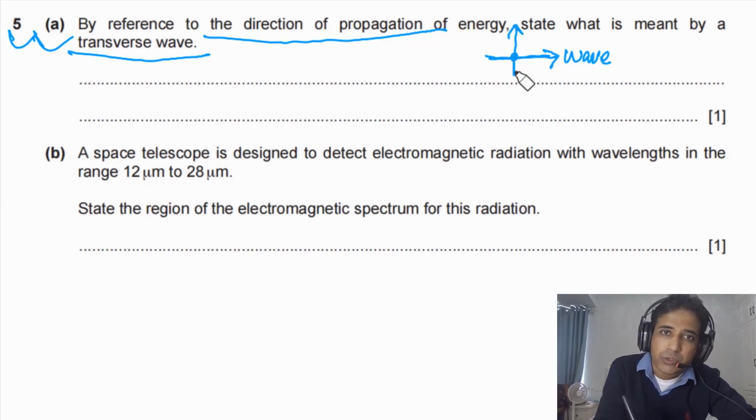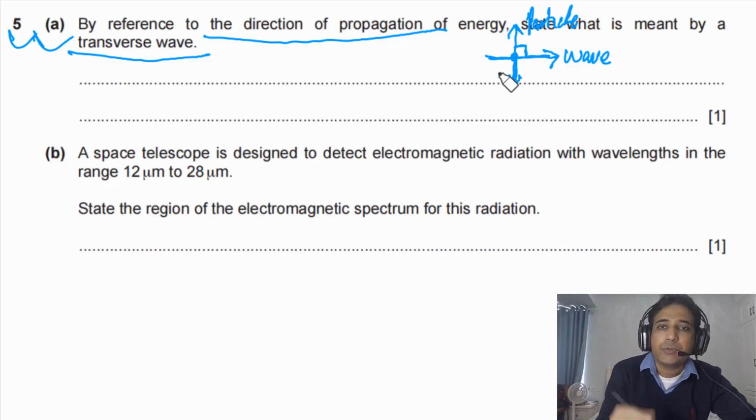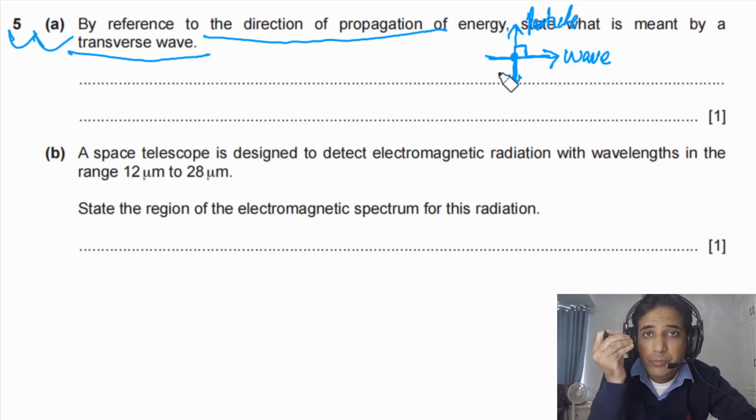So this is the direction of vibrations of the medium particle. So this is the medium particle. The angle between these two is 90 degrees. So simply we can say the direction of vibration of medium particles is perpendicular to the direction of propagation of the wave, or the direction of propagation of energy.